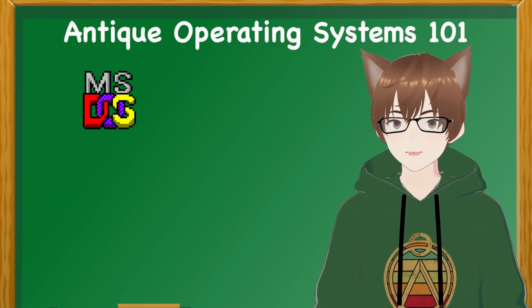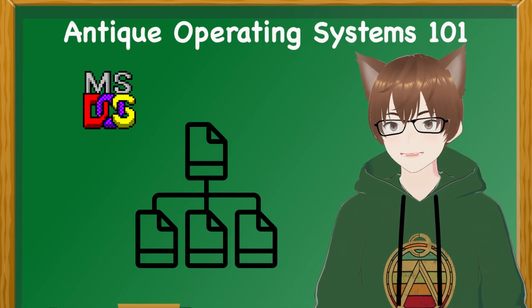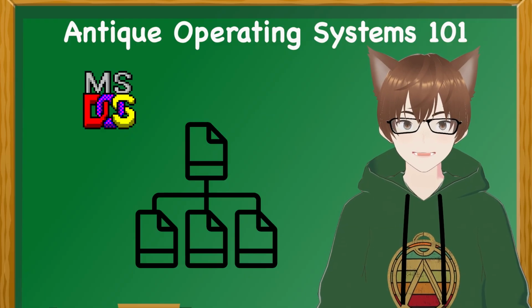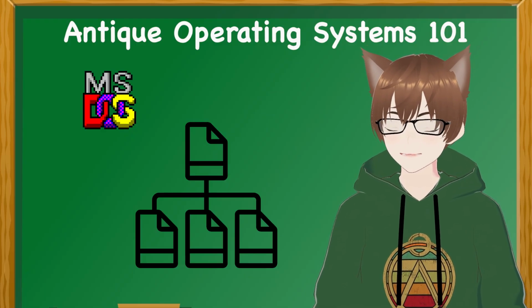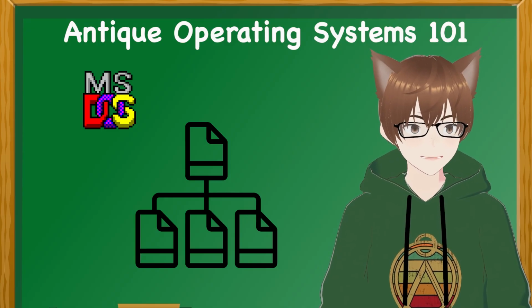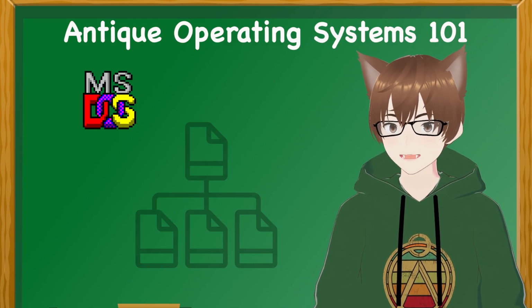It also brought with it a hierarchical file system, which allowed directories and subdirectories. This meant you could organize your files in a much more logical way, like folders within folders, rather than just having a flat list of everything. This structure is something we still use today in every modern operating system.